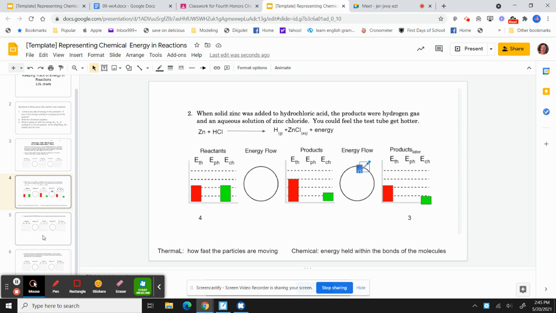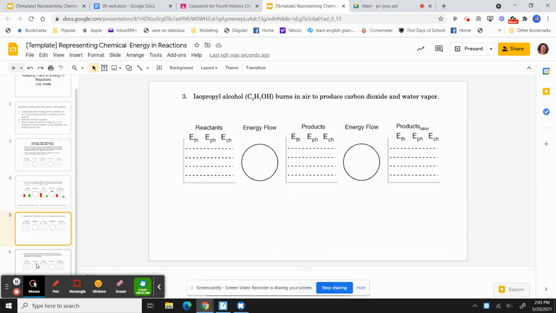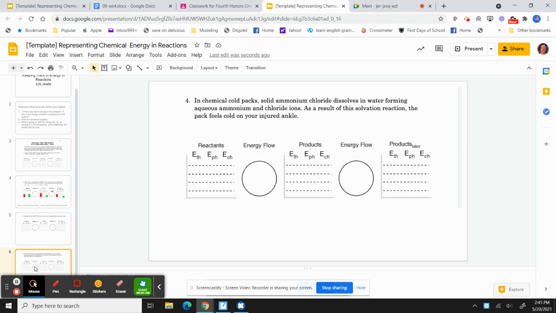Let's go on. You guys don't have to do the last one. This is the last one you'll do, and it is the one you don't have to balance. Okay, no need to balance this one. So you might want to write that in there.